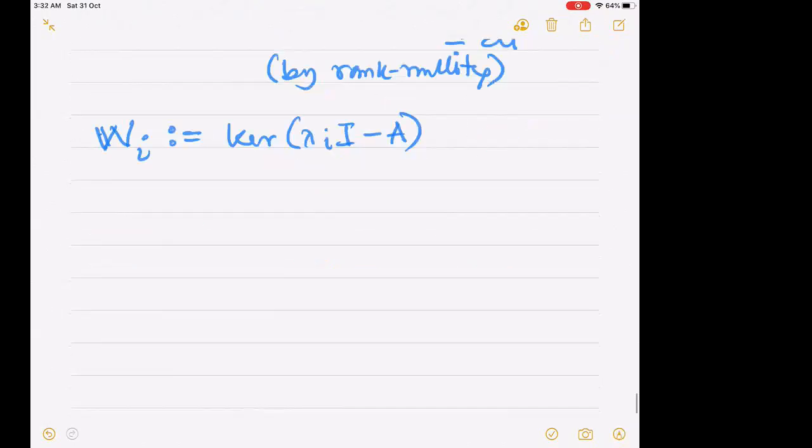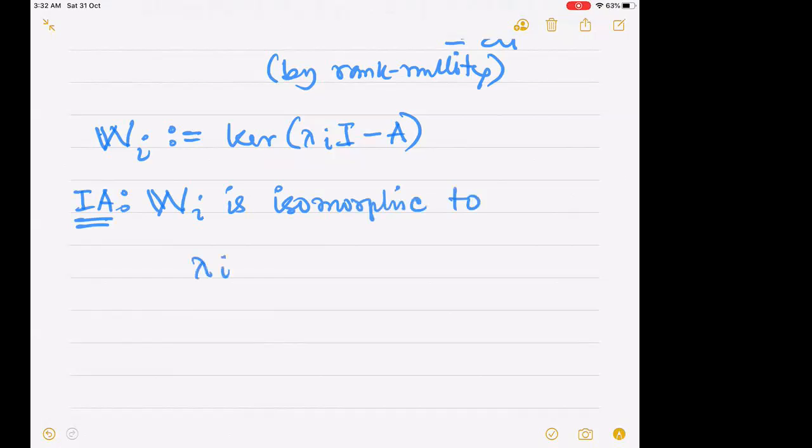Do this as an immediate attention problem. Show that this Wi is isomorphic to the kernel of lambda I identity minus A. Do a matrix representation of that. This is a matrix. Look at the kernel of this, and then show that Wi is in fact isomorphic to this one. This is without taking any basis or anything.